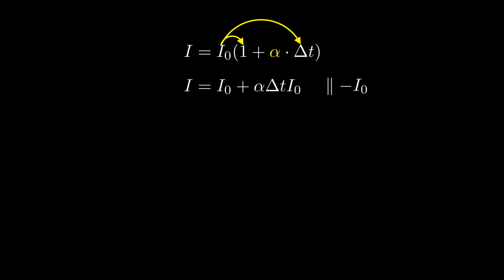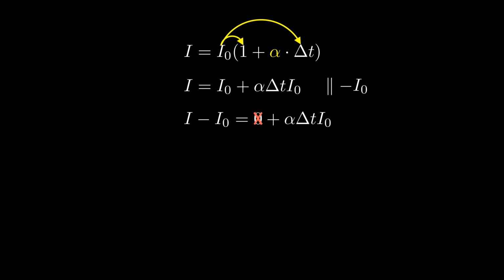To eliminate it, we subtract I0 from both sides of the equation. This subtraction simplifies the right-hand side to 0, which does not need to be explicitly written. At this point, alpha has delta t and I0 as its coefficients.